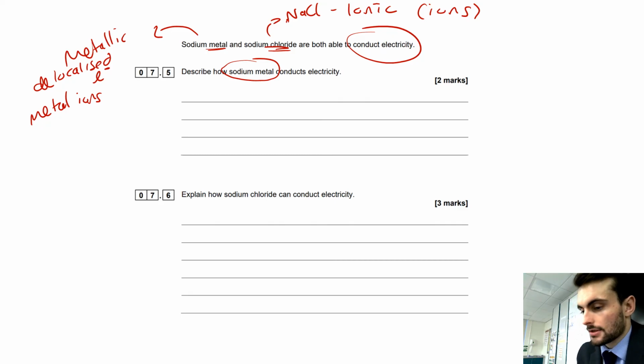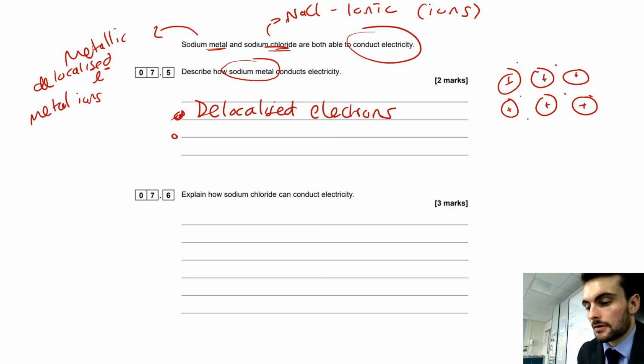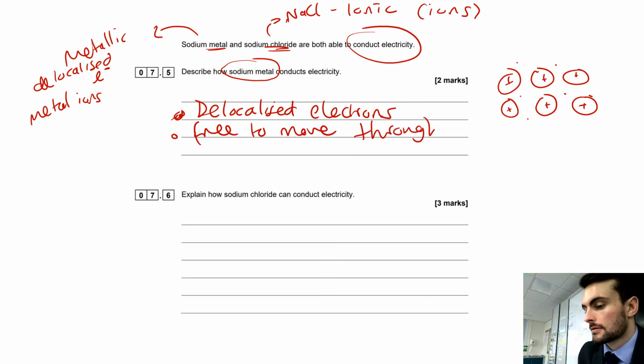So first question, describe how sodium metal conducts electricity. That's the one where we're talking about you've got your positive metal ions in a regular pattern, and then you've got delocalized electrons free to move. So that's where you get your marks for that one. Delocalized electrons, therefore free to move. Now you've got to mention where they are free to move, so just describe either through the lattice. You can't say the word throughout because they can't move everywhere, they've got to move in a specific direction, so just put free to move through the metal.